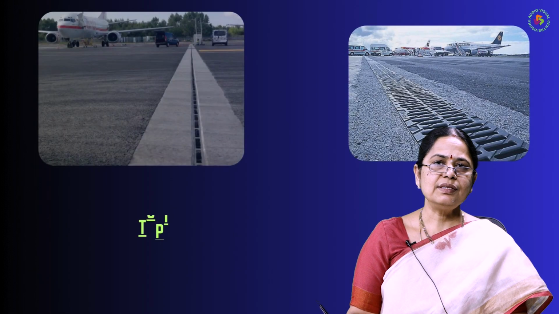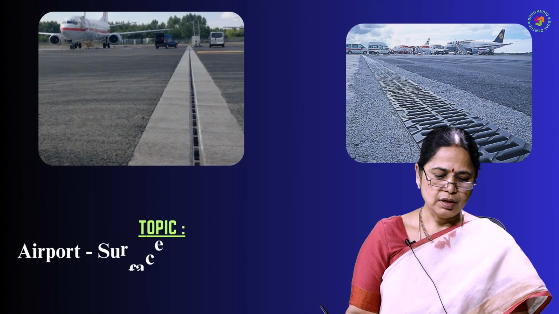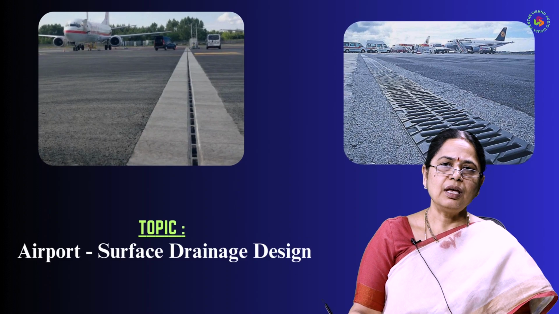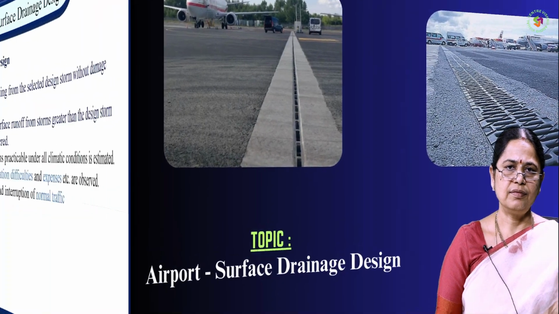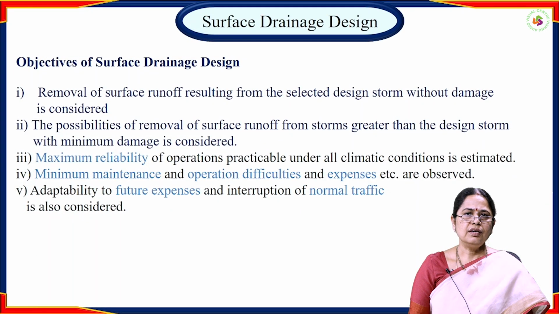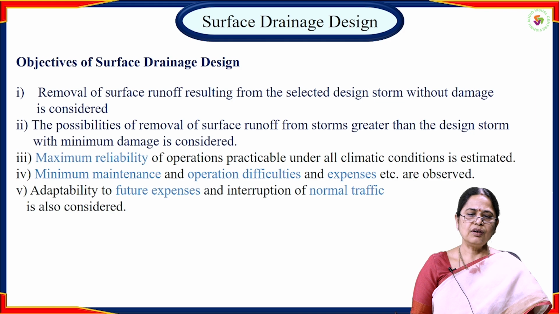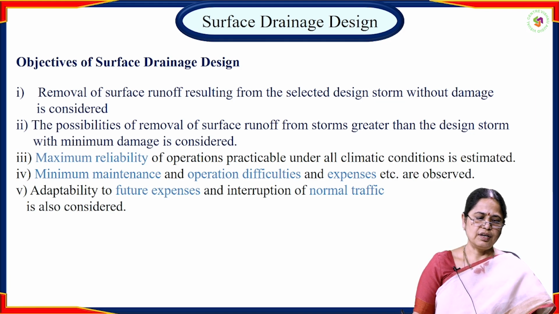Course name is Railways, Airports and Harbour Engineering, and today's topic name is Airport Surface Drainage Design. Airport drainage design is very important, and it also facilitates draining storm water immediately from the runway surface and also avoids disintegration of the pavement surface due to the stagnation of water. Firstly, we are going to see the objectives of surface drainage design.